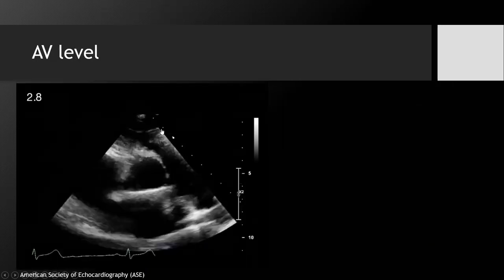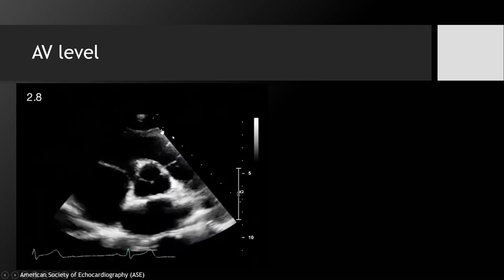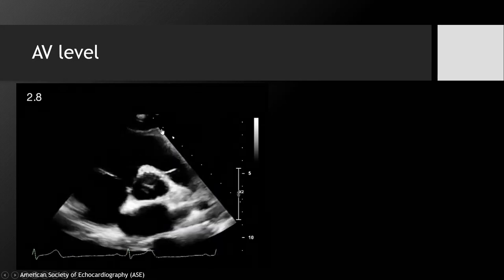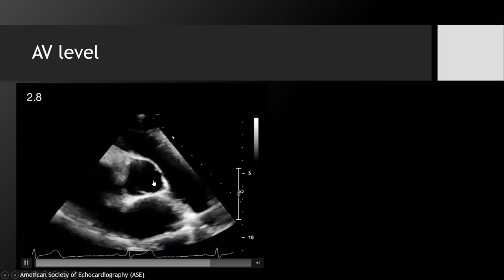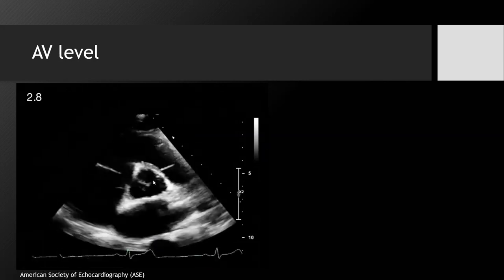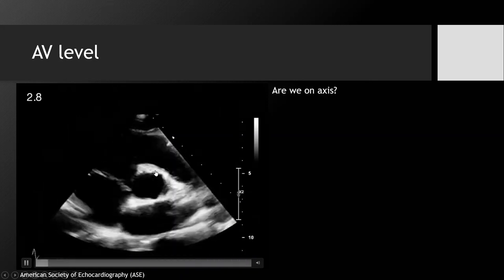So now we're at the aortic valve level. This is perhaps the most confusing level to get comfortable with, and it has a lot of information about the right ventricle. So remember, here we are at the aortic valve. So the left ventricle is beneath us, but the right ventricle sort of creeps up, and so we're actually seeing a lot of RV. So to go in order, again, are we on axis?